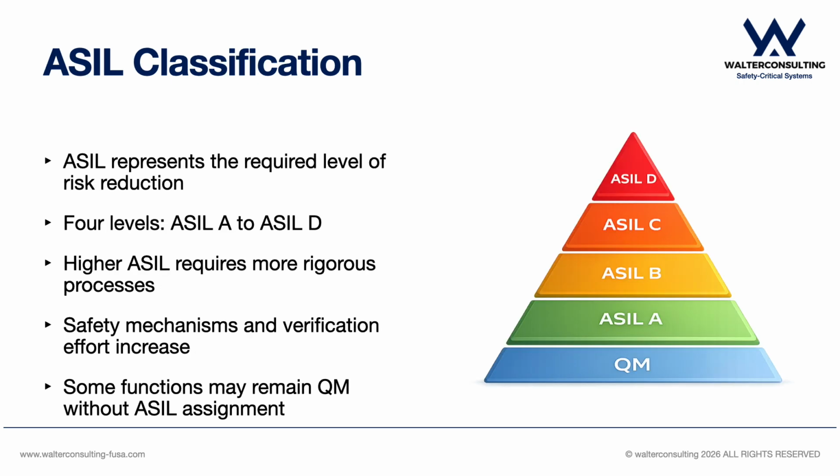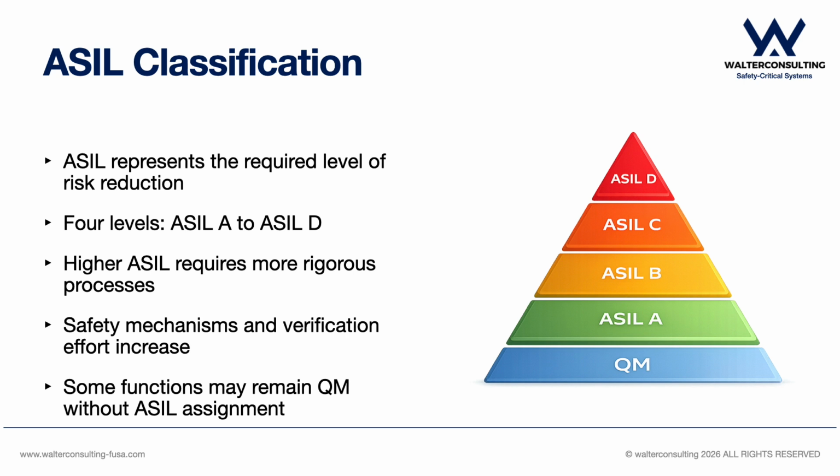Once hazardous events have been identified, the next step is to determine how critical they are. ISO 26262 does this using the Automotive Safety Integrity Level, or ASIL. ASIL represents the level of risk reduction that must be achieved during development. The standard defines 4 ASIL levels, from ASIL A to ASIL D. ASIL D represents the highest safety integrity level.